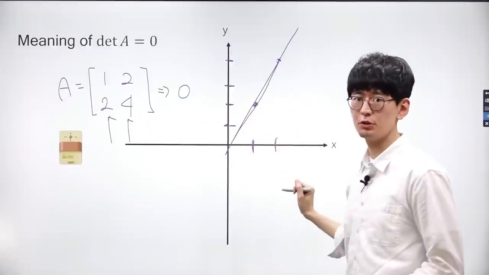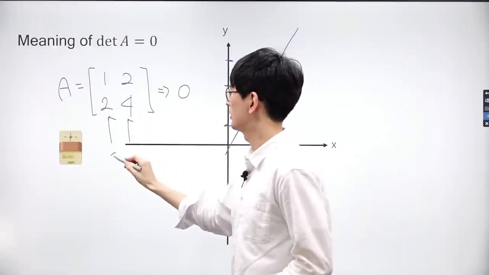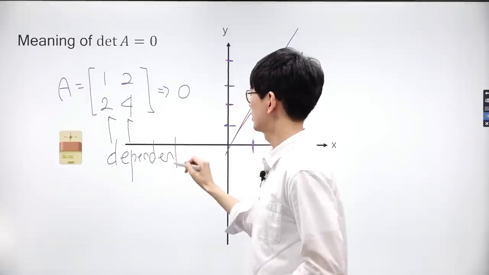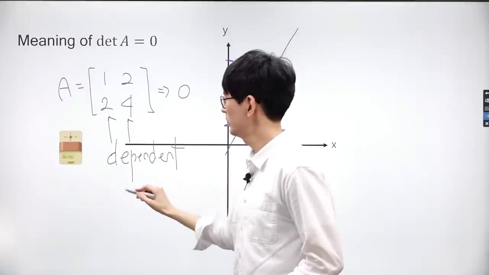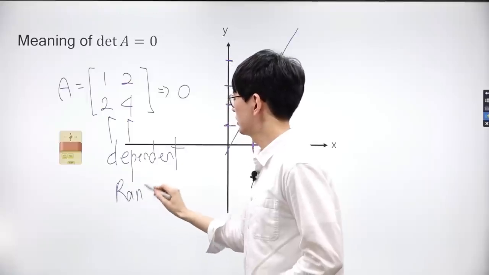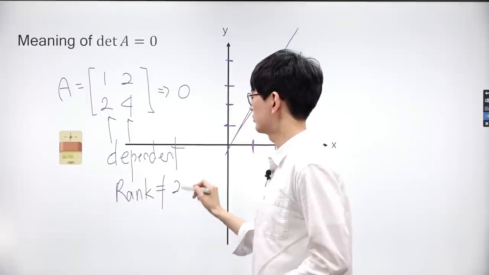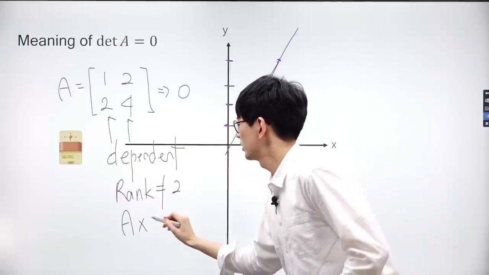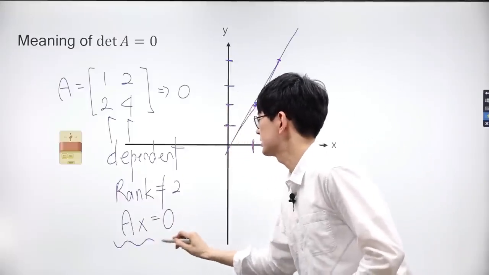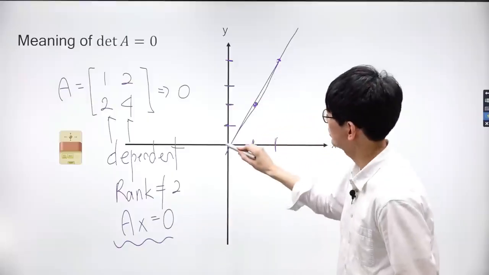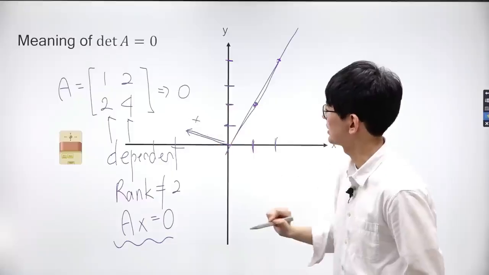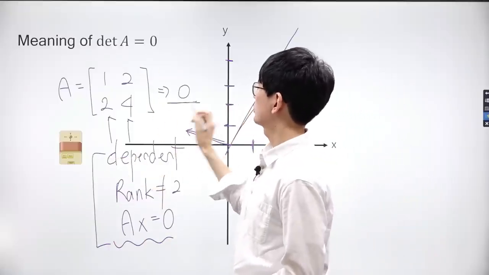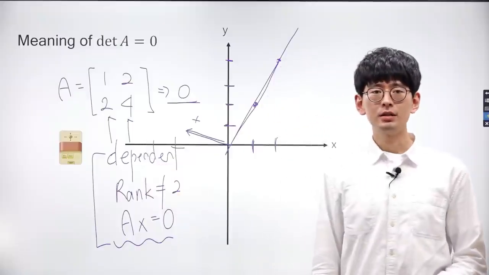This means the vectors cannot span the entire space, indicating they're linearly dependent. Consequently, the rank of the matrix is 1, not 2. This scenario also implies the existence of a nonzero vector x such that Ax equals 0. All of these observations are interrelated and stem from the fact that the determinant is 0.